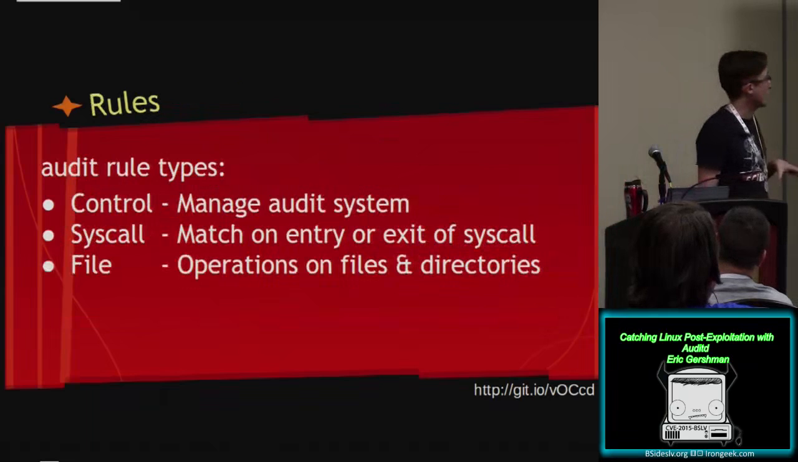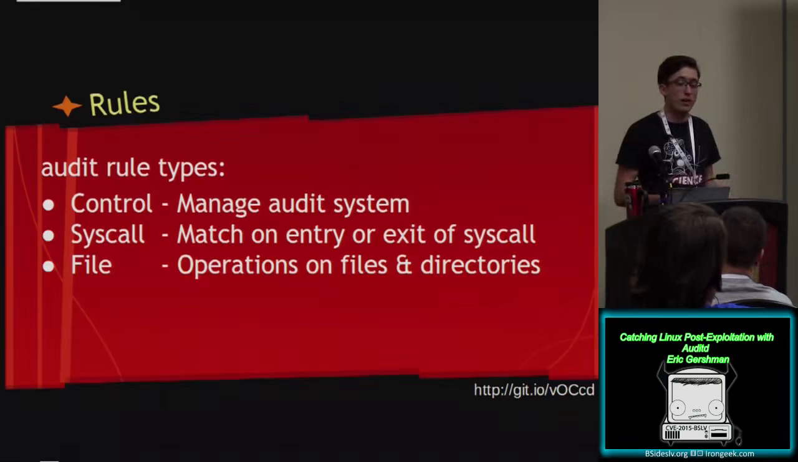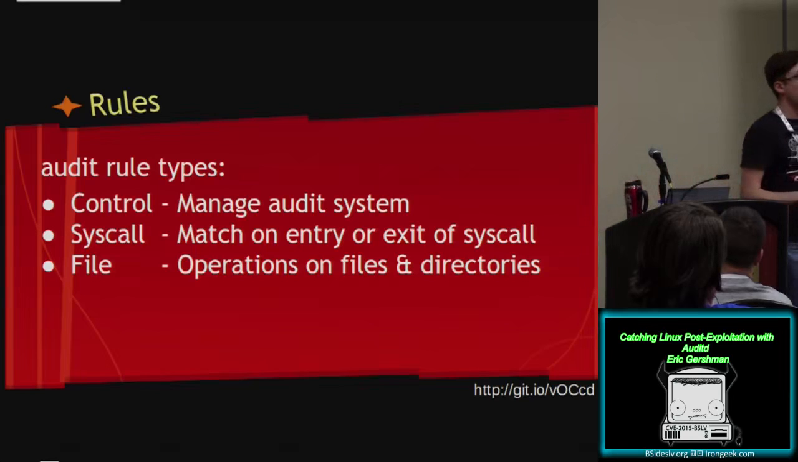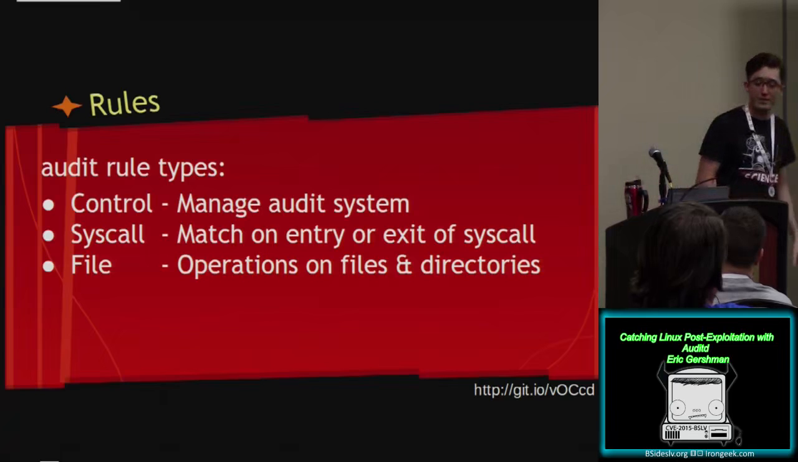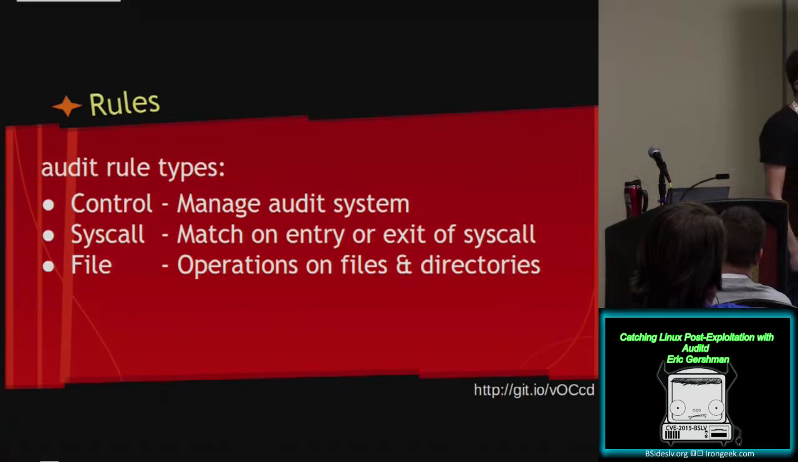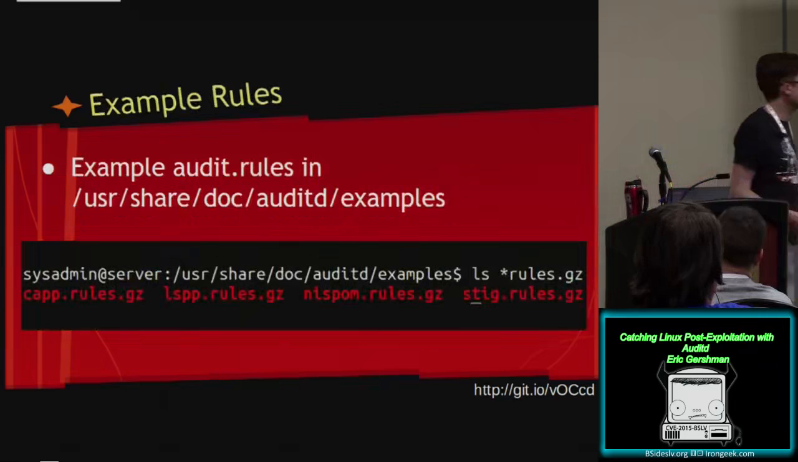There's 3 types of audit rules. The first ones are control rules, and they're used to manage the auditing system. For example, you can set a control rule to make audit rules and configurations immutable, and that would require a system reboot to actually make changes to the audit system. Syscall rules are used for matching on the entry or exit of a syscall, and also for matching on the arguments. Finally, file rules are used to recursively watch operations on files and directories. So most Auditd packages that you find are going to have example configurations under /usr/share/doc/auditd.